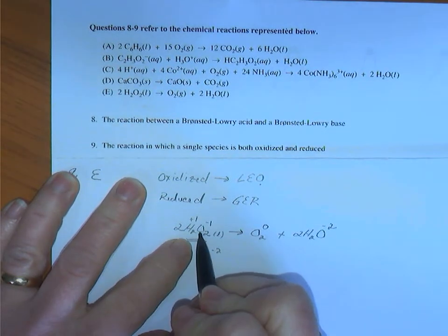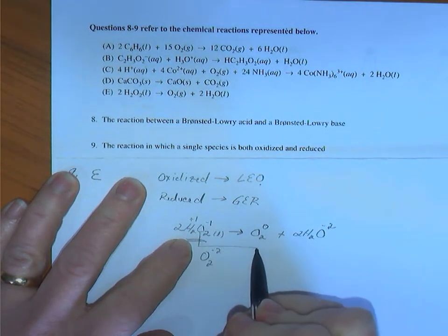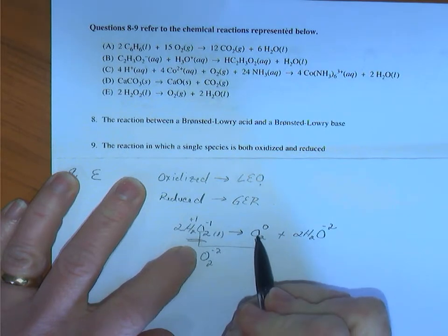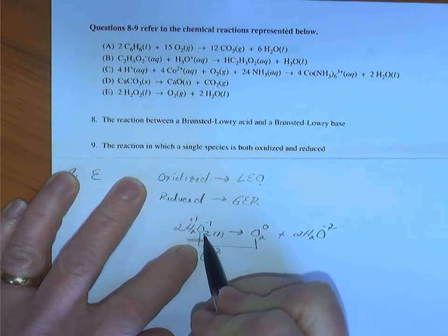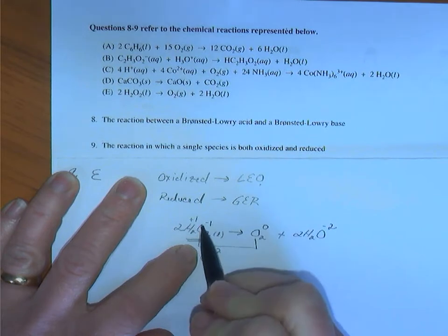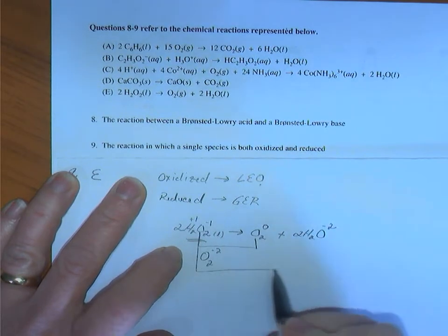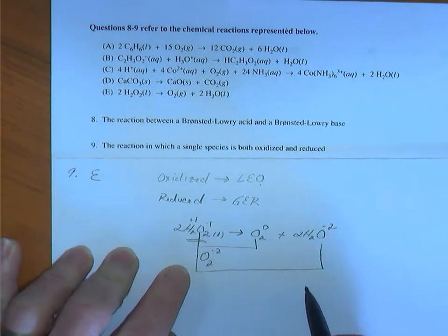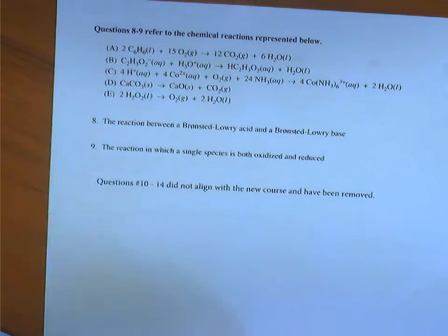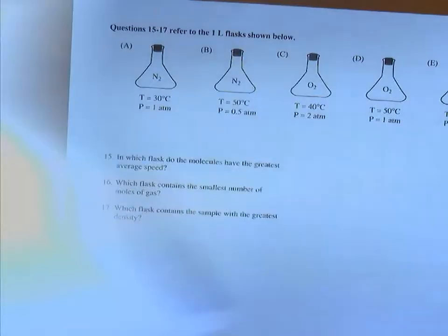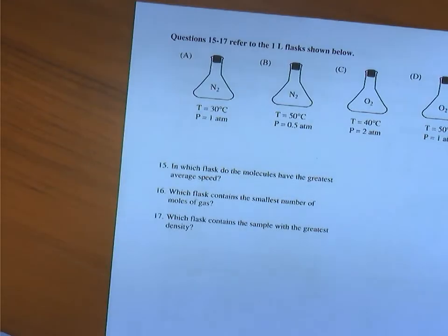So here, oxygen, -1, going to 0, that's the oxidation, the loss of electrons, becoming more positive. And then the oxygen going from -1 to -2, that's my reduction. So E is the choice for 8. All right, moving on to these.